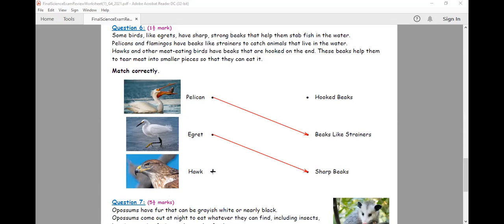And hawks, eagles, and other meat-eating birds have hooked beaks. Their hooked beaks help them to tear meat, since, as you know, they hunt. They hunt, for example, foxes, mice, and snakes. So they need strong beaks to eat their prey and cut their meat.